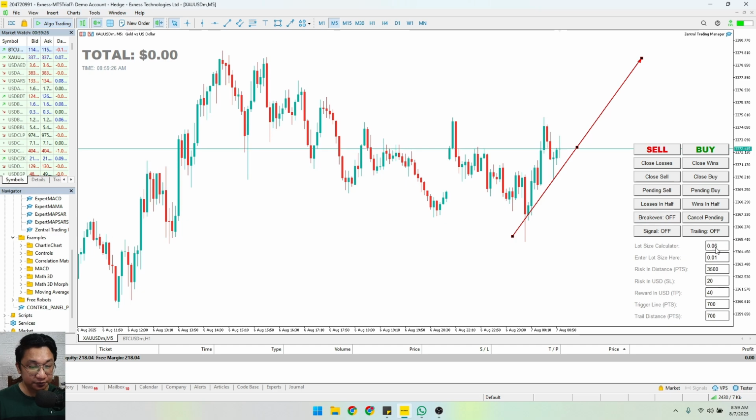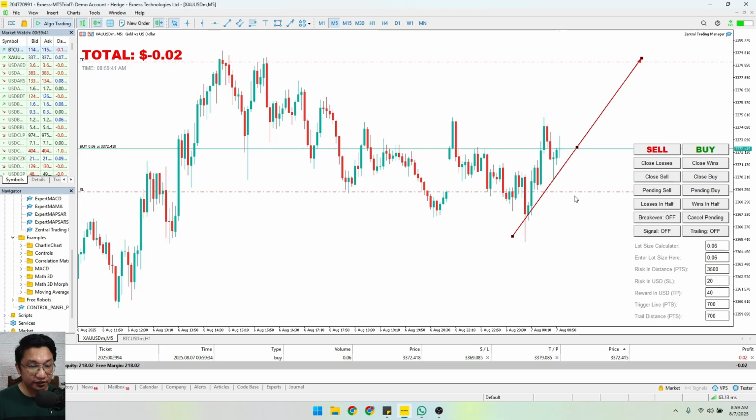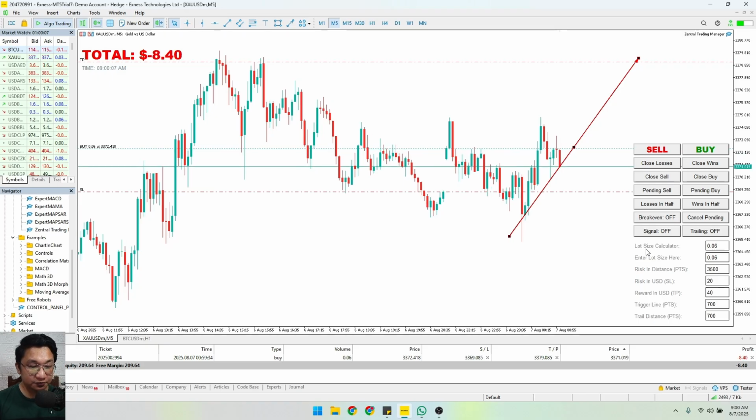It gave us the proper calculation of your lot size. So let's say 0.06. Now once we enter buy, there you go. It properly calculated the distance of our risk. That's $20. And our reward would be at around $40. So that is how you are going to properly use our lot size calculator.